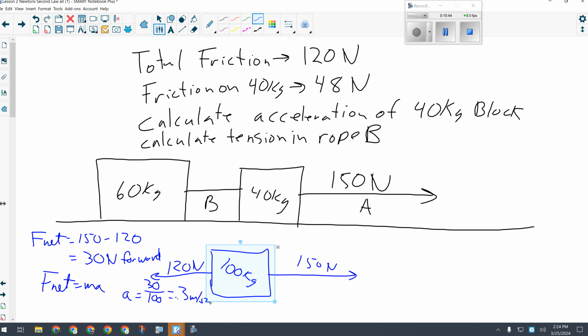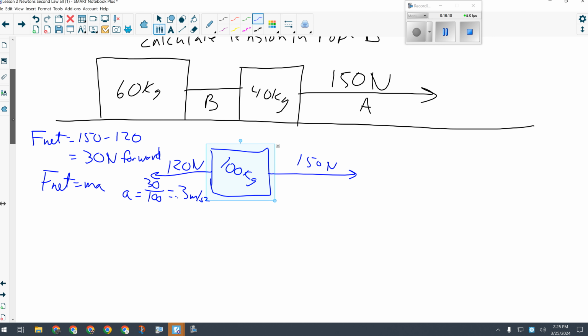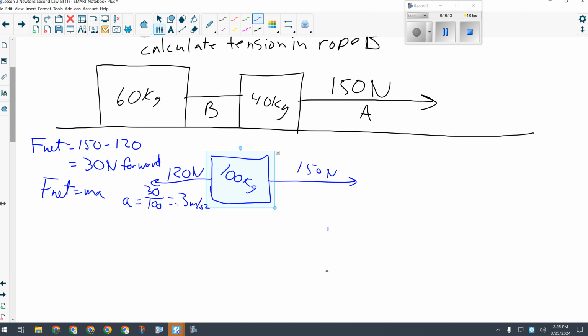Now they want the tension in rope B. Here's what I have to understand in order to solve this question. Rope B is pulling on both boxes. It's pulling backwards on the 40 kilogram box. It's pulling forwards on the 60 kilogram box because it's connecting the two, right? So I'm going to look at just the 40 kilogram box because I actually have a little bit more information about it.